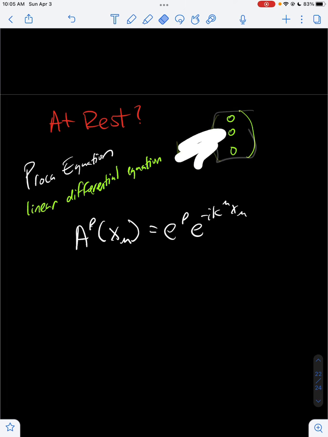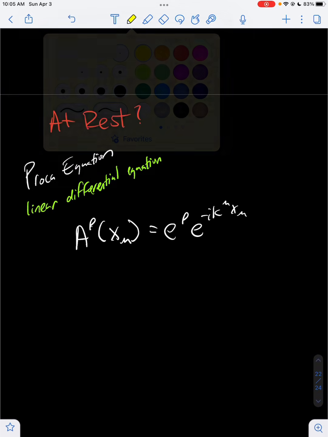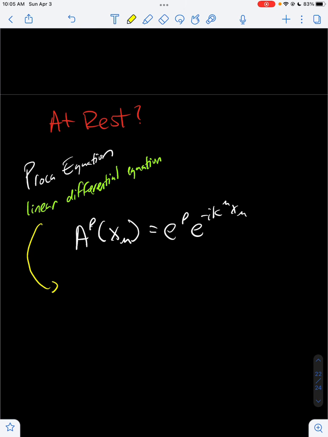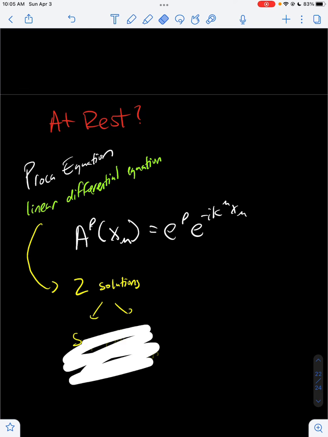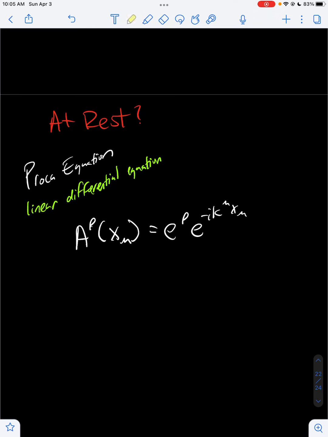And if we have two solutions, this is a principle from linear algebra. If we have two solutions to a linear differential equation, the superposition of those solutions is also a solution. And we can actually verify that A rho x mu of E rho e to the plus i k mu x mu is also a solution.